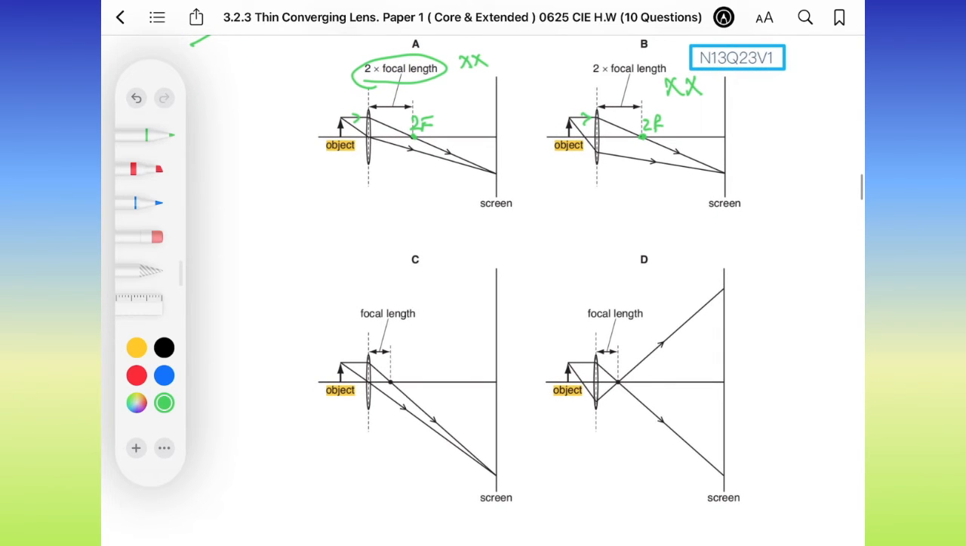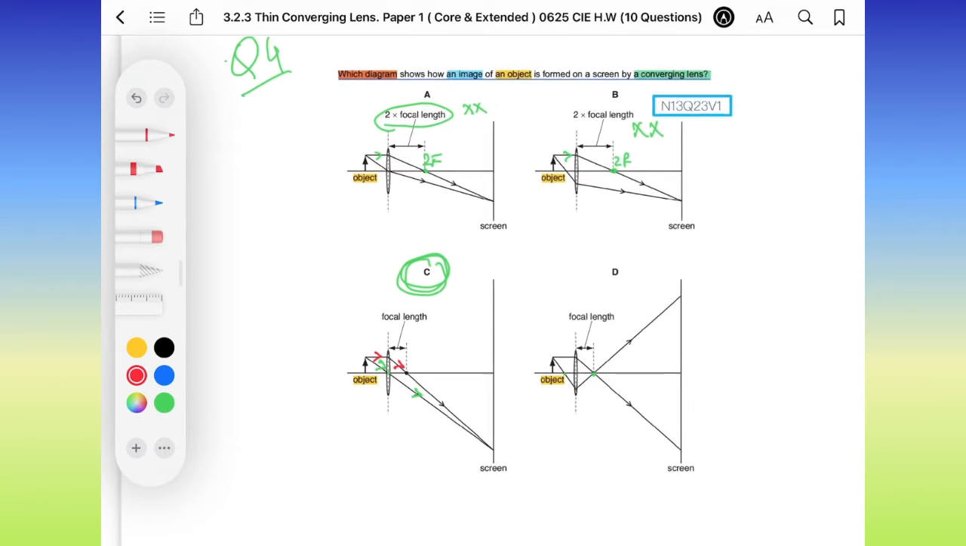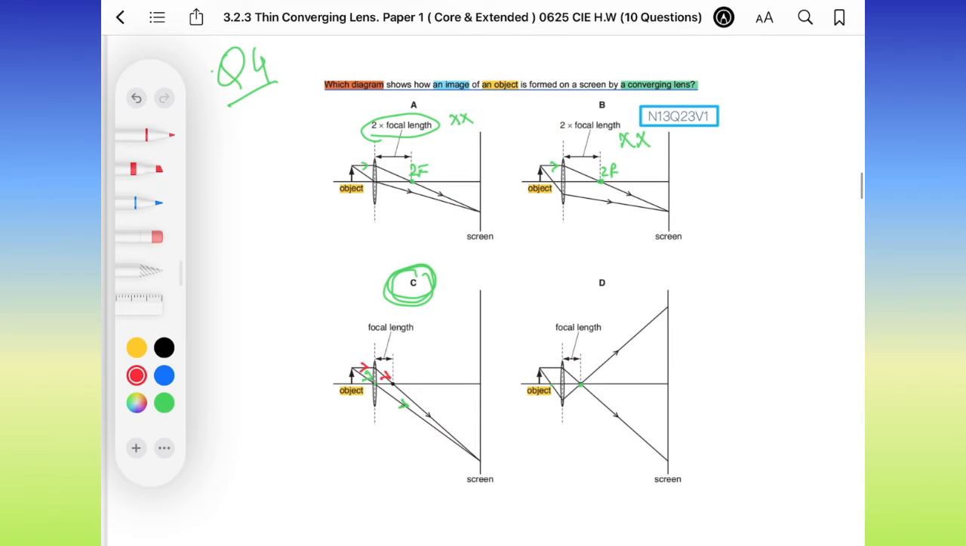And here the focus is correct, but for the other ray we have no idea if it's smaller than the focus. It's not the focus at the other side, so it's not correct. So the correct answer is C. Check the 2 rays, one passing through the optical center, so it will continue undeviated, and the first one parallel to the principal axis will refract through the focus, so the answer is correct. So the answer of question 4 is C.